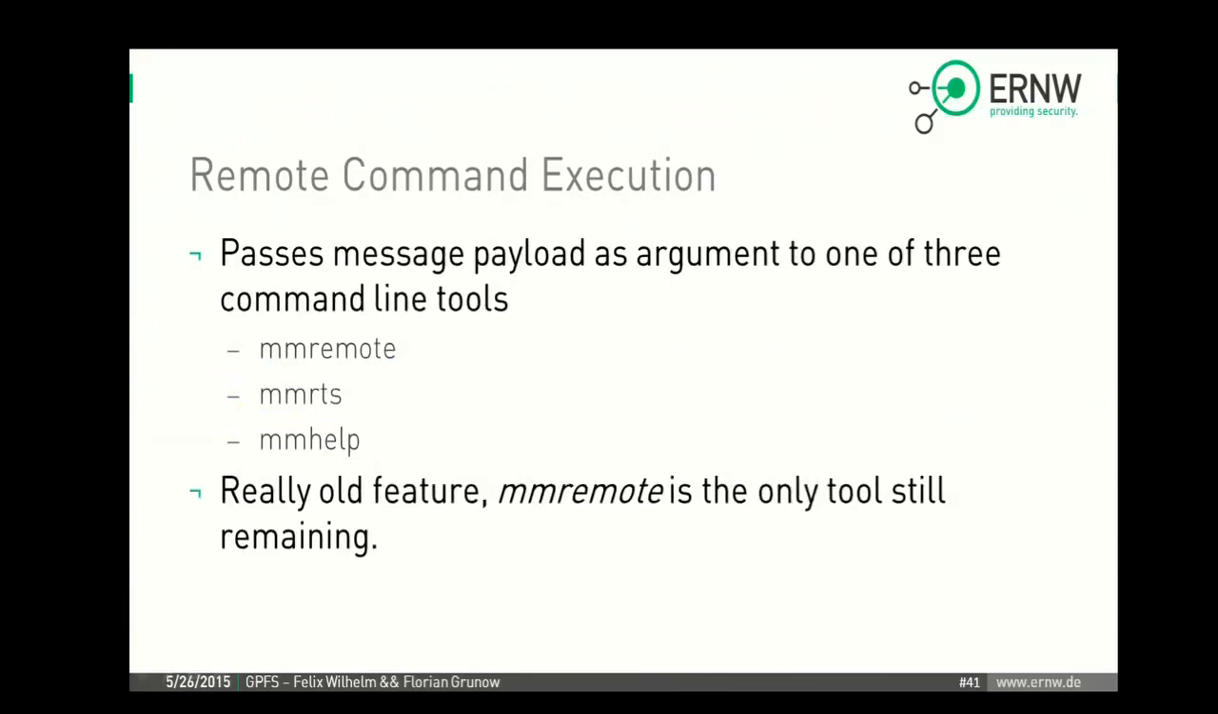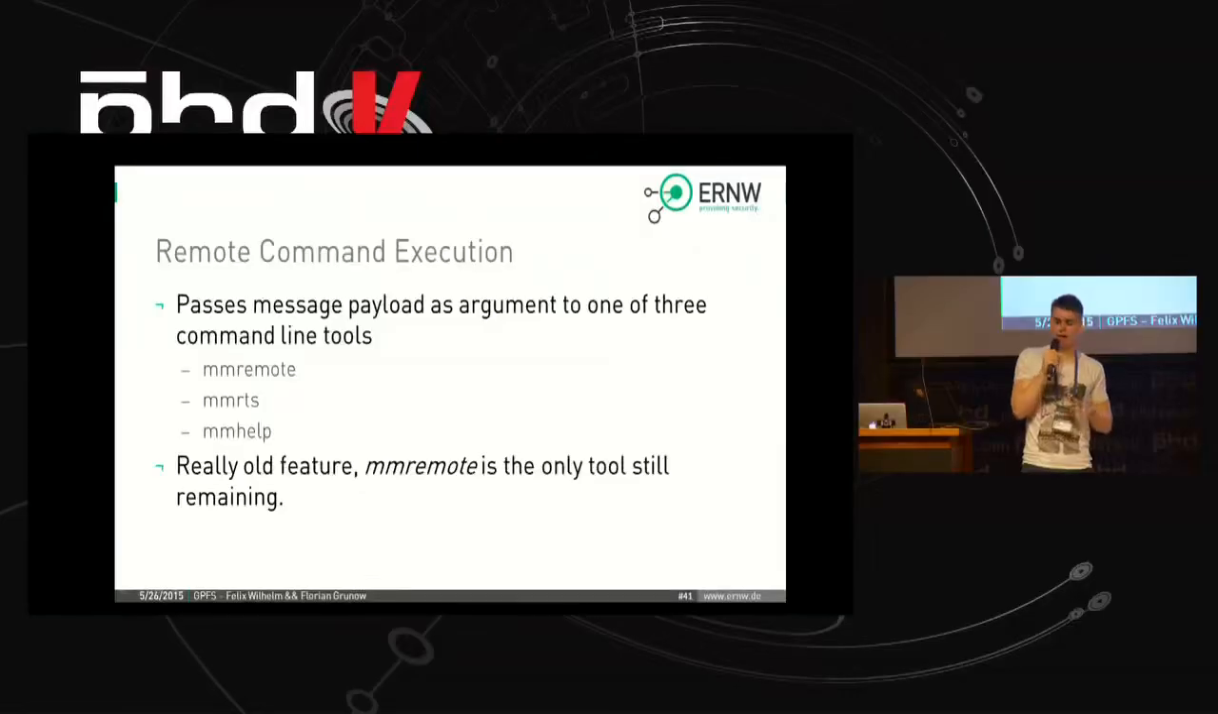And what it does is that you simply call this method using a GPFS message. And the payload you send in addition to this message type is attached as an argument to one of 3 command line tools. So command line libraries or binaries that are lying on the local file system. They're called remote, rts, and help. And what's interesting for our system, only remote actually exists on the file system. So this functionality is so old, most of it doesn't even work anymore.